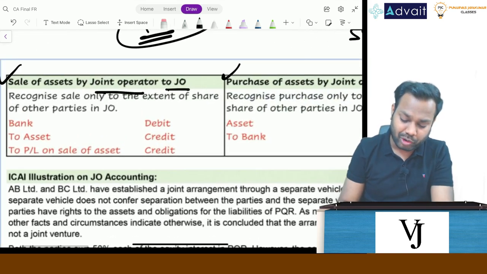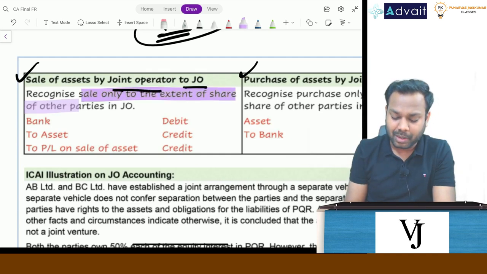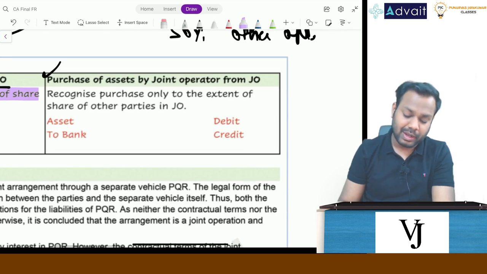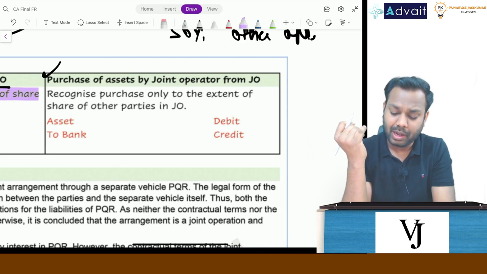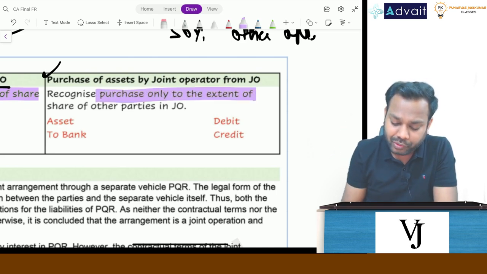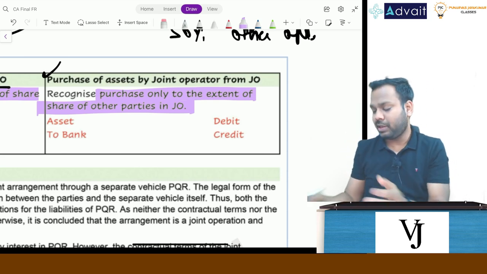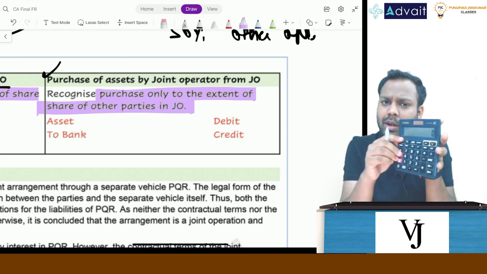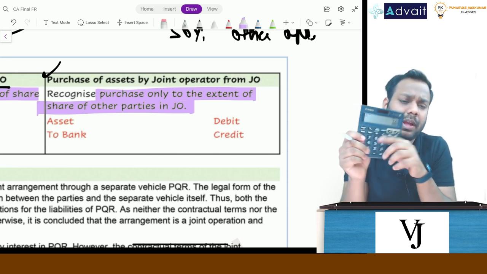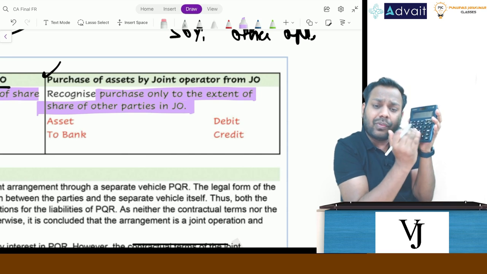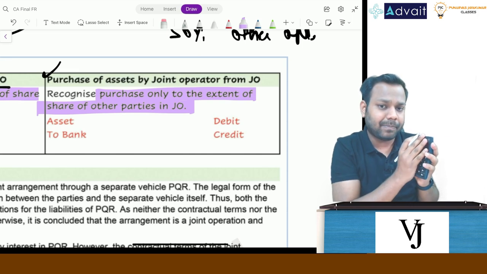When assets are sold by the joint operator to the joint operation, recognize the sale only to the extent of the share of other parties in the joint operation. And similarly, if I am purchasing any asset from the joint operation, then I purchase only to the extent of the share of other parties in the joint operation. Let's suppose there was a calculator in the operation. 50% share of the calculator was already mine. Now when I purchase this, I will pay only for the 50% part, because 50% I have already paid in the past. I hope you are able to understand that.